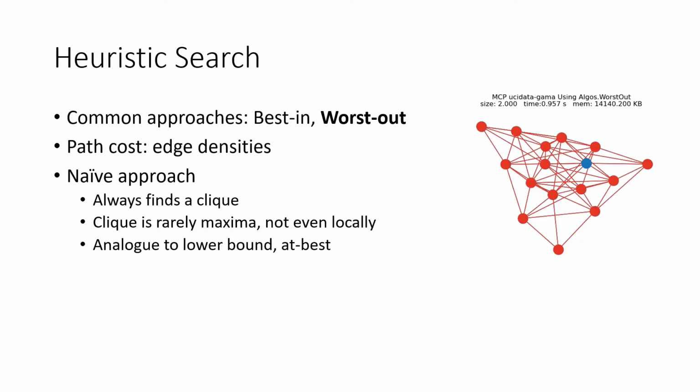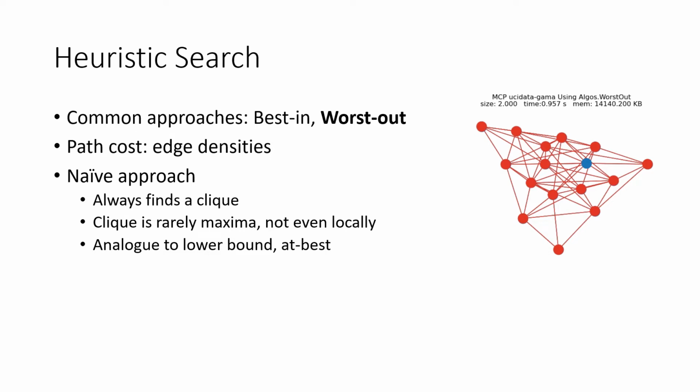The first approach that I considered was the heuristic search. There are two that are commonly referenced in literature, the best in search and the worst out search. Best in search would start with an empty subgraph and slowly incorporate nodes, ensuring that every added node maintains a clique. The worst out subgraph is what you see visualized here, where you start with a complete graph as your subgraph, and you remove nodes until you are left with a clique.